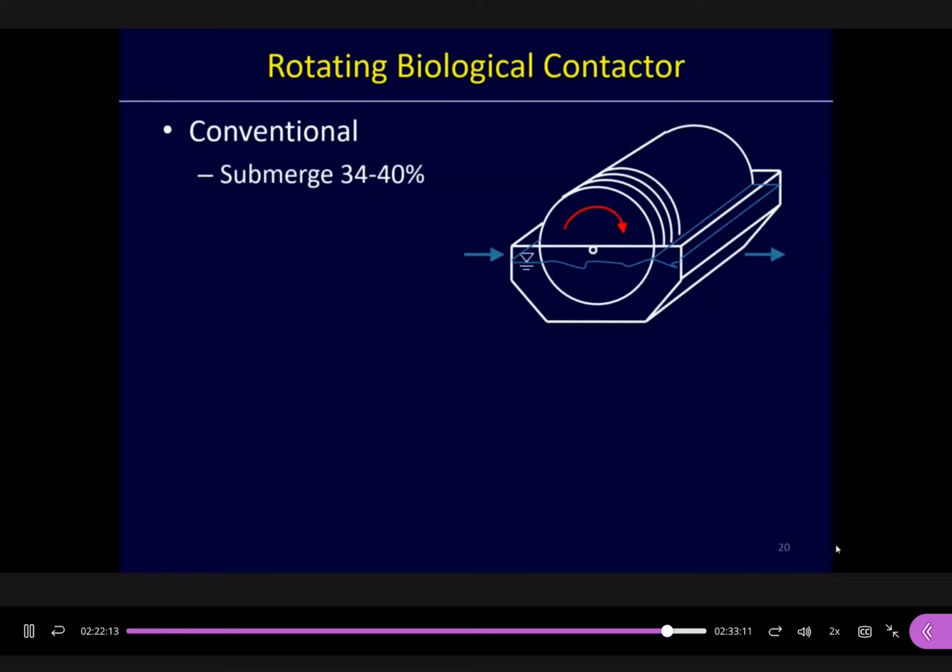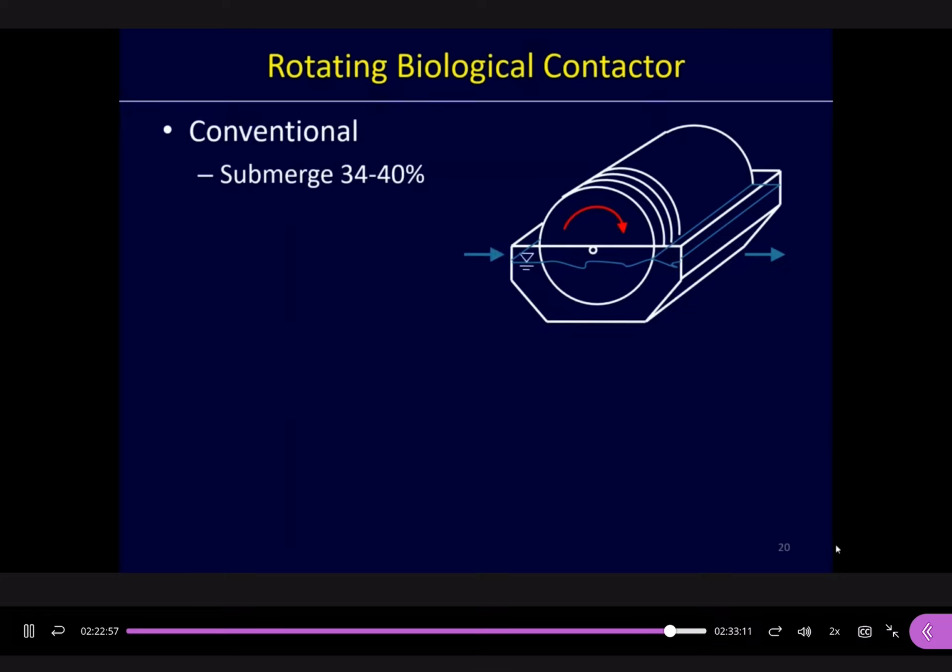I want to emphasize again, trickling filter is not a filter. This has been tested multiple times. Ask students, is trickling filter a filter? It's not a filter. It's not like standard filtration, like membrane filtration. It's a biological reactor. Another attached growth treatment scheme is rotating biological contactor. Okay, so it's rotating. So here we have many discs.